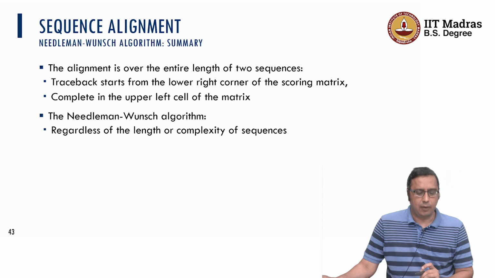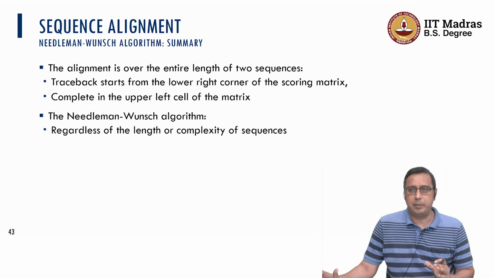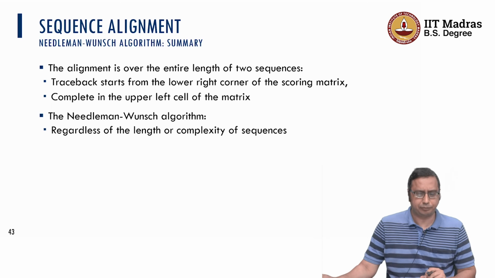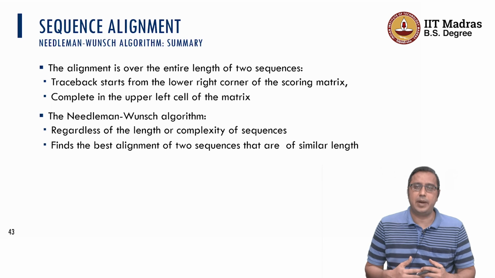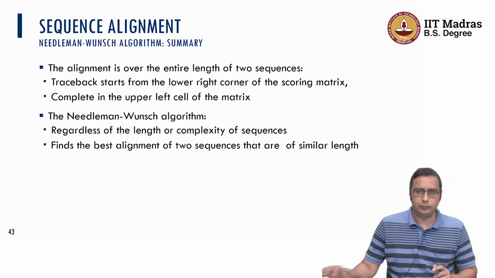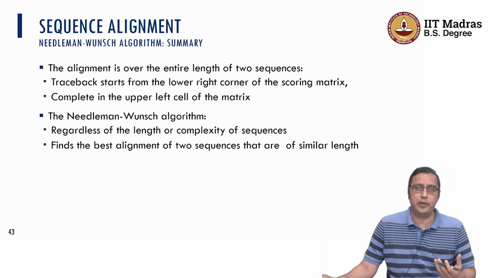What are the advantages of using the Needleman-Wunsch algorithm? It can be applied regardless of the length of the two sequences or the complexity of the two sequences in terms of gaps, in terms of mutations. It finds the best alignment of two sequences that are of similar length, not the same, similar length. So that basically solves the global alignment problem, or it is suited for solving the global alignment problem.